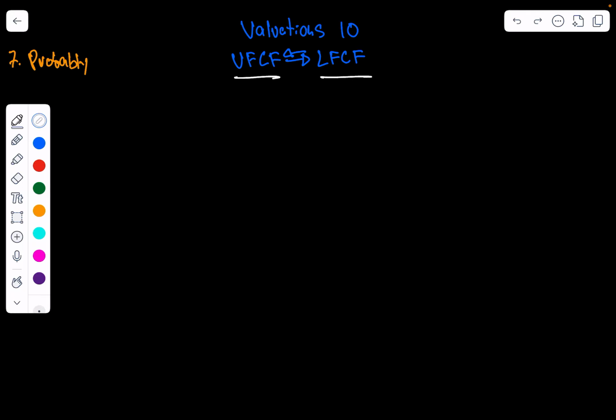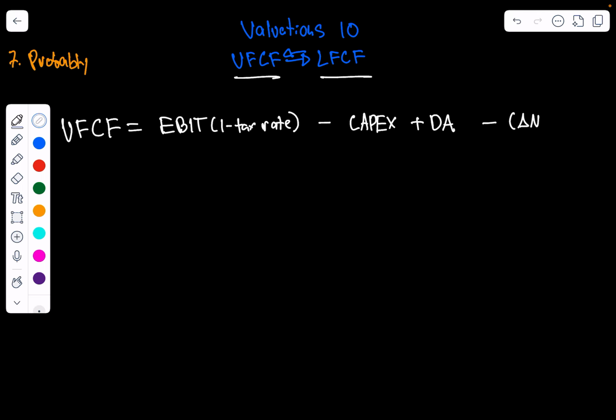right? Then we subtract our CapEx, because that's money that's essentially being used for capital expenditures. That's not free cash that's available. Then we have to add back our depreciation and amortization, right? Because that's a non-cash expense that we had. And then we're going to subtract the change in net working capital, right? So if our current assets increased over a period of time, that's a use of cash, right? So because of that, that's going to be a decrease in our overall free cash flow, right?